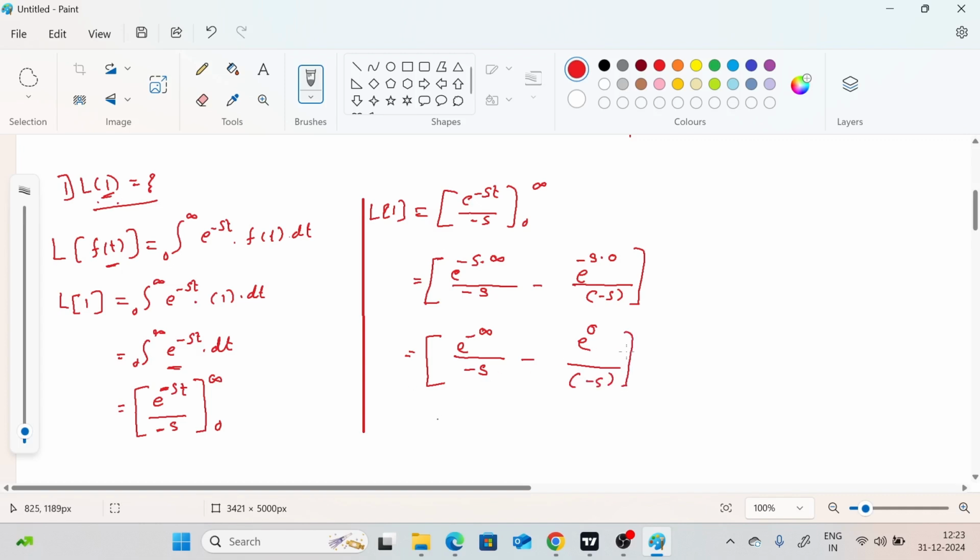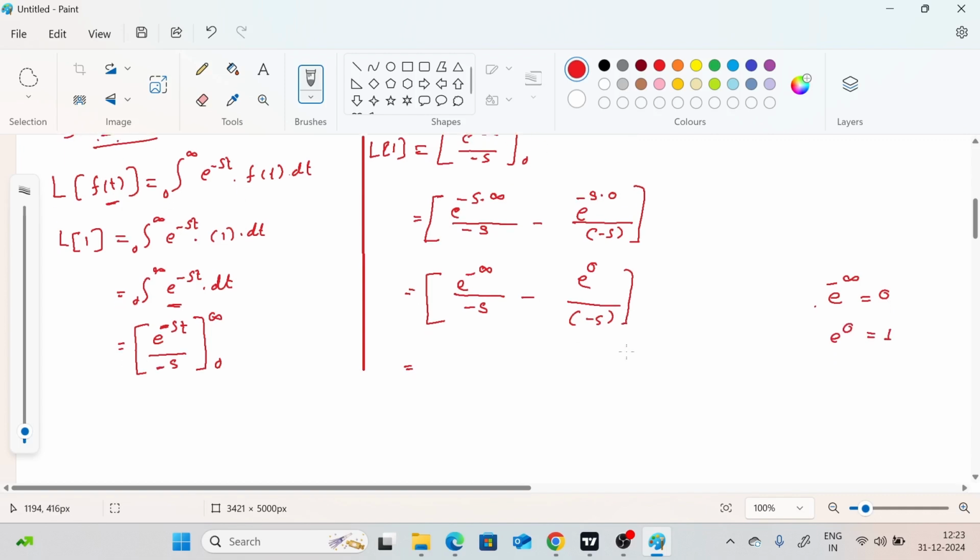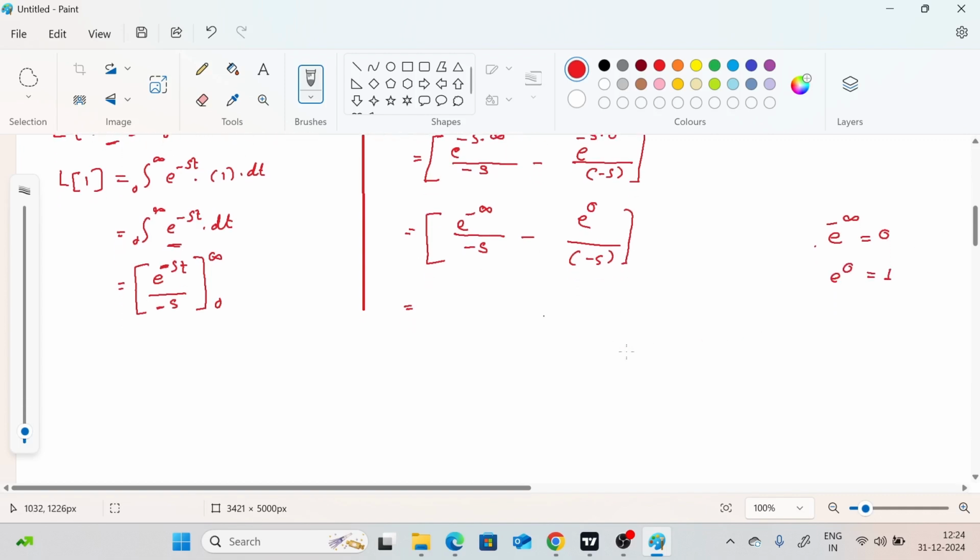Now, we have some standard values. E raised to minus infinity is 0 and e raised to 0 is 1. So we have to use these values because these are the standard values. There is no rocket science, we just use those two values. E raised to minus infinity is 0 upon minus s, minus e raised to 0 is 1 upon minus s.